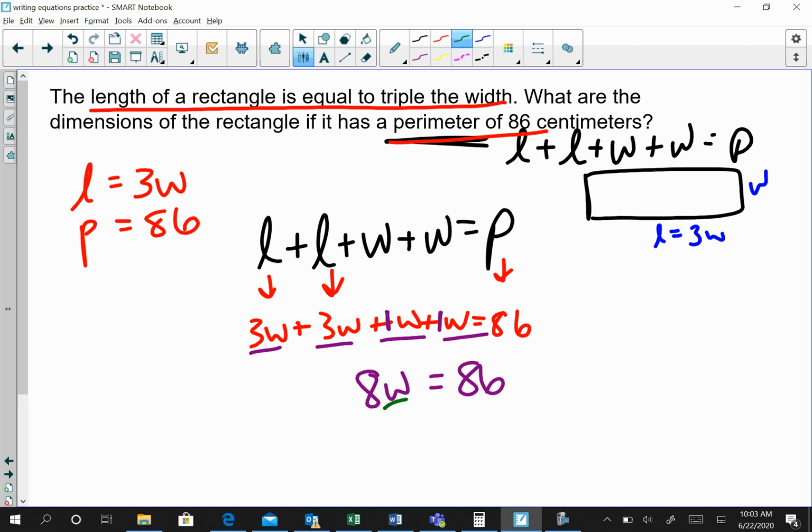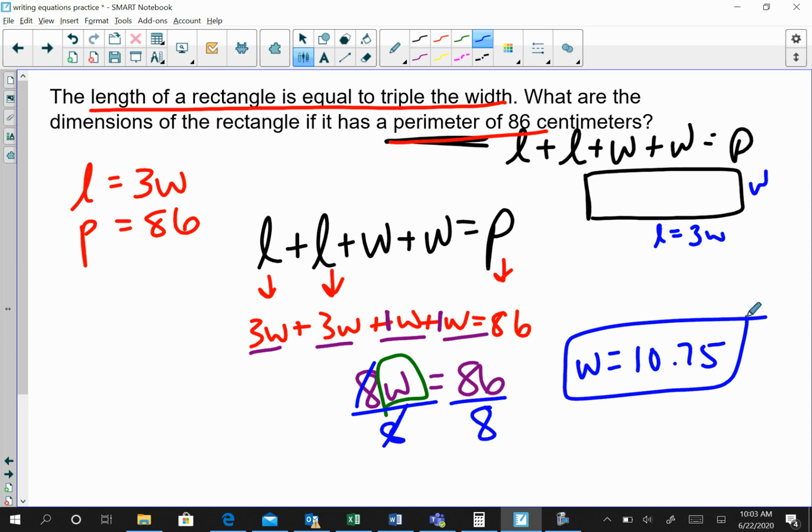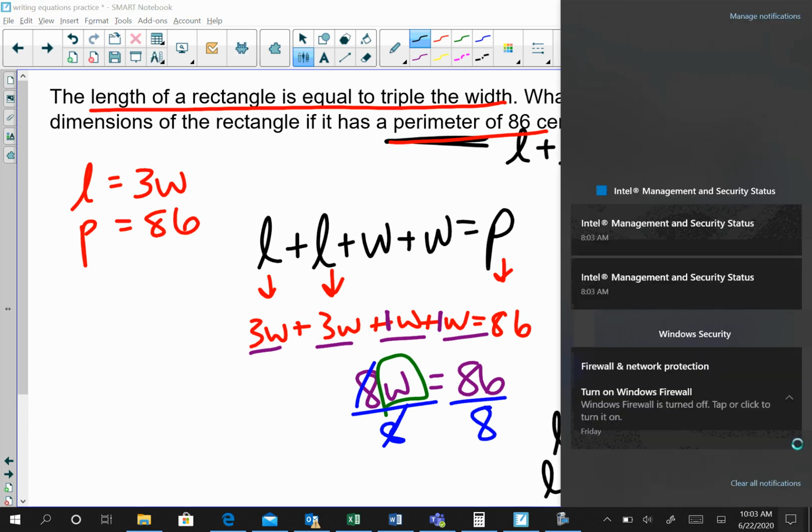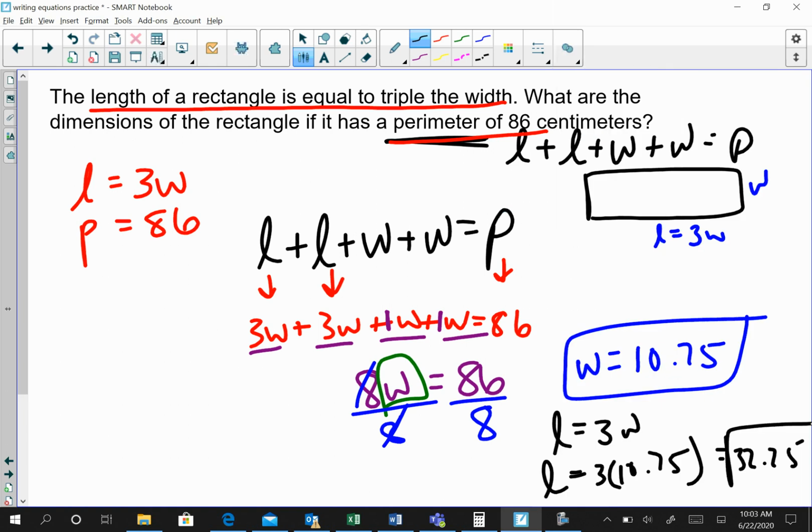Now, to get the W by itself, divide by the 8. It's being multiplied by 8, so divide by it. Width is 10.75. I can also find out my length because I know my length is 3 of my width, so it's 3 of 10.75, which is 32.25. So again, I can create equations, solve them, and get the answer. The whole part is being able to change the words into some math.